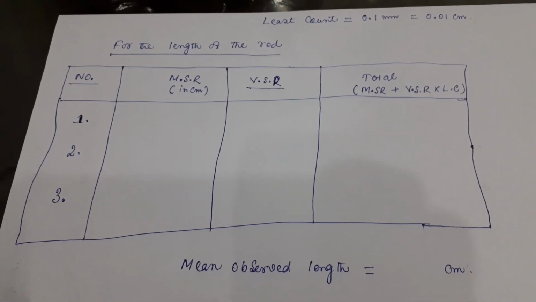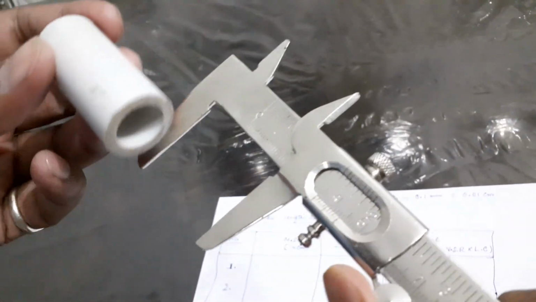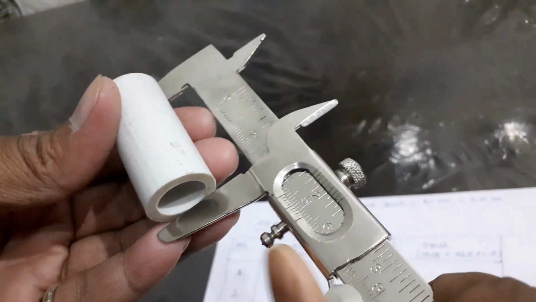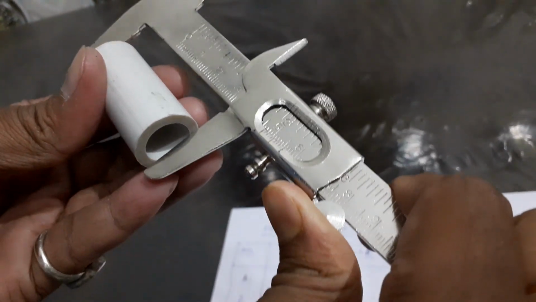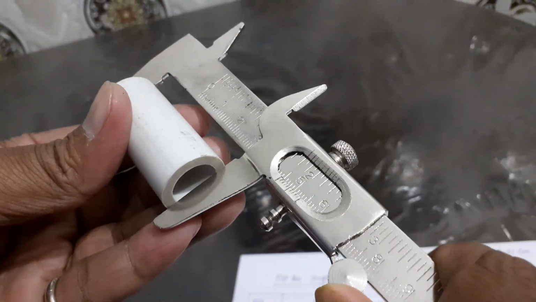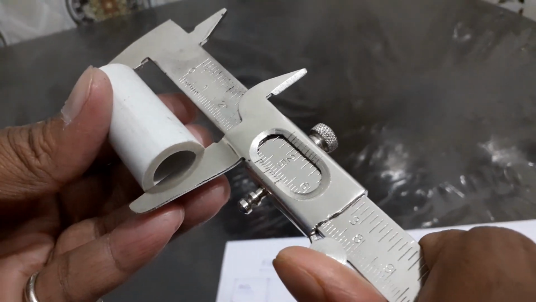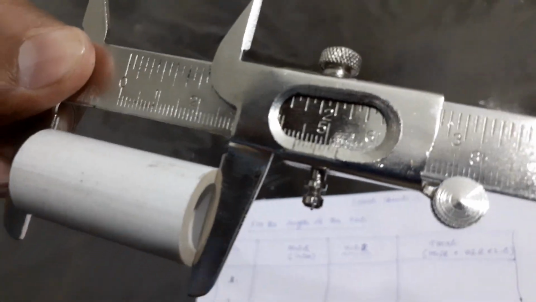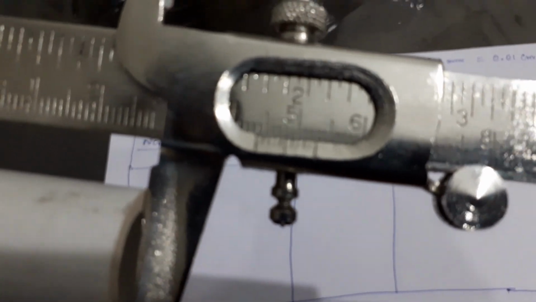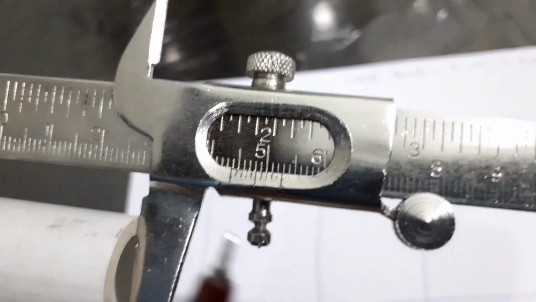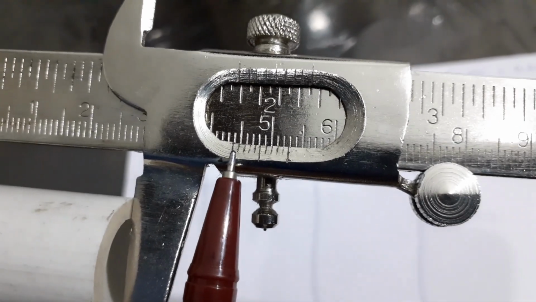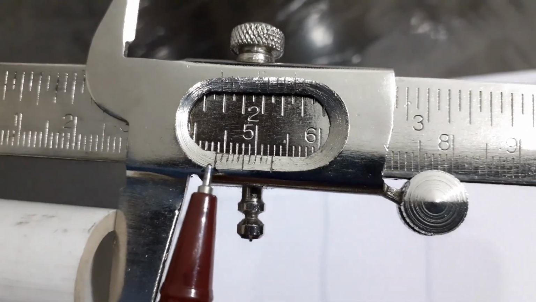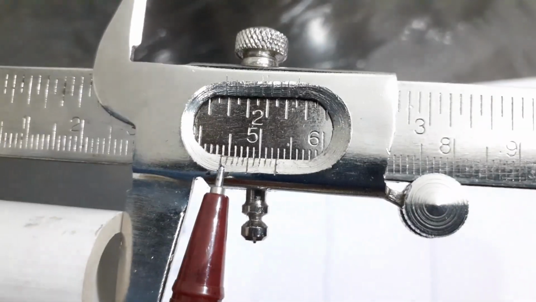So how to calculate? First of all you have to take this cylindrical body. This is not a rod, so cylindrical body. You just place it here, and then you fix the two jaws in this way, okay, so it is fixed here. Now we have to see what the main scale reading is and what the vernier scale reading is. You can see from here properly what the main scale reading is, that means where the zero line of the vernier is present. That I will tell you.